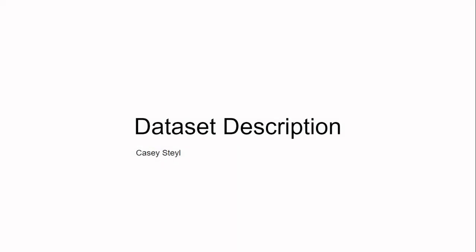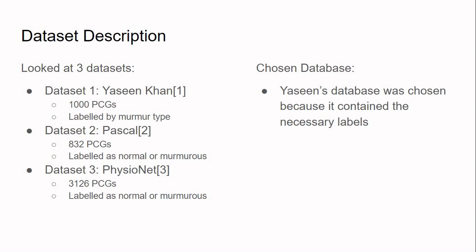The dataset description. In this project, we looked at 3 separate datasets. The first dataset by Yassine Khan contained 1,000 phonocardiograms and was labeled according to the type of murmur present. Dataset 2 by Pascal contained 832 phonocardiograms, and these phonocardiograms were labeled as either normal or containing a murmur. Dataset 3 by PhysioNet contained 3,126 phonocardiograms, and these were also labeled as either normal or containing a murmur.